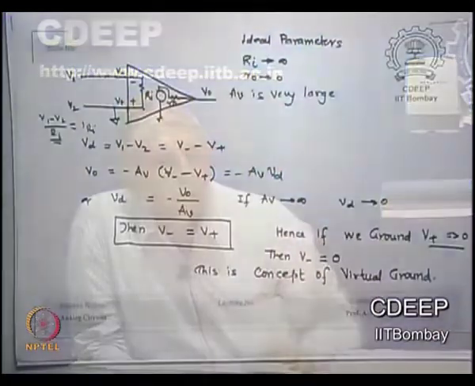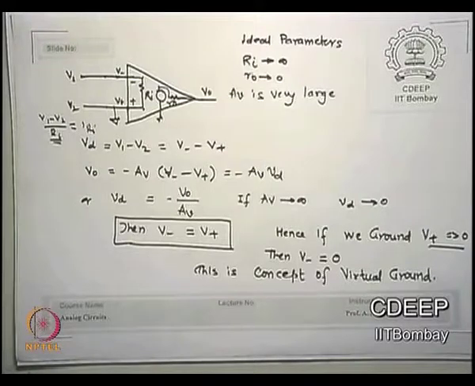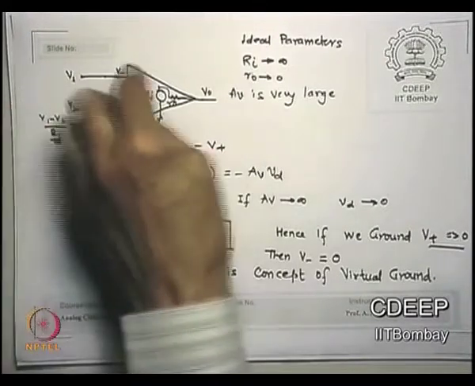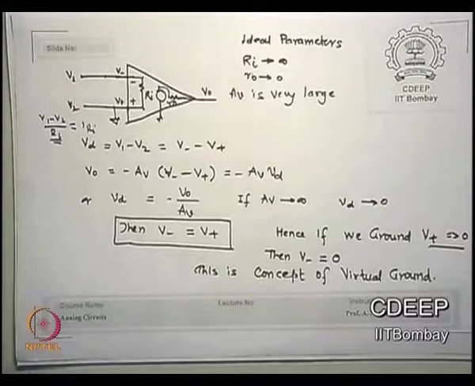The difference is clear to you, the difference between actual ground and virtual ground? The potential is 0; one sinks the current, the other does not sink the current, is that correct? Though potentials are same there. This is very interesting and that makes OPAMP circuit solving easiest, because once I make V plus 0, this terminal immediately I say is at 0 potential, is that clear? Once I make it 0 potential, solving this current becomes extremely simple, is that correct?